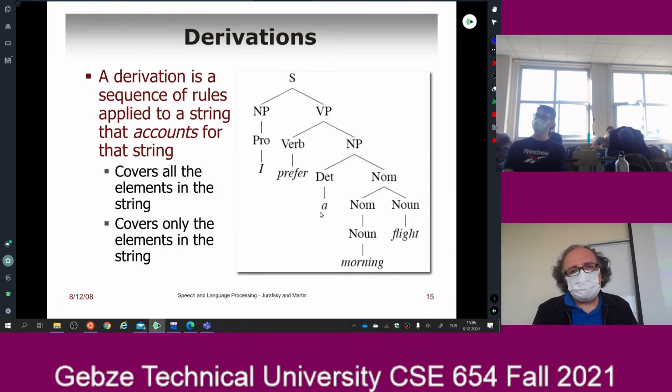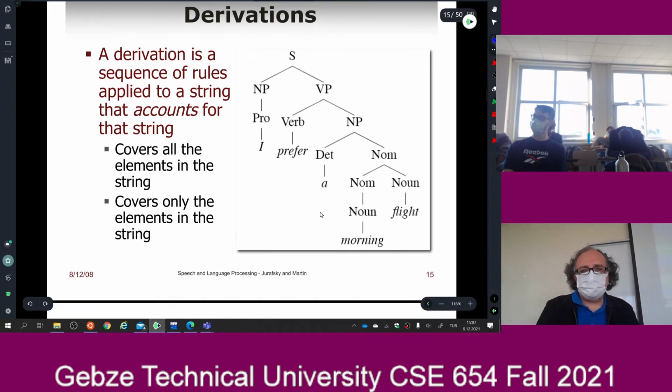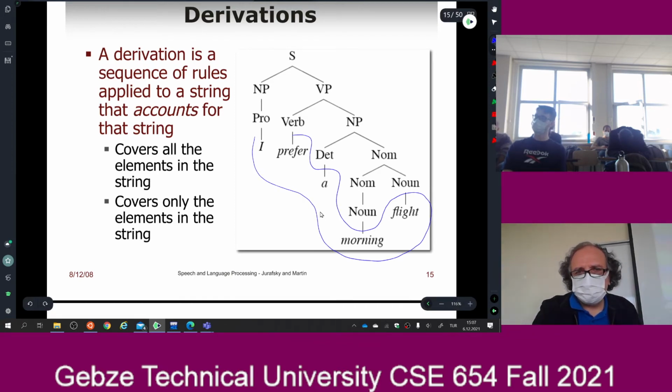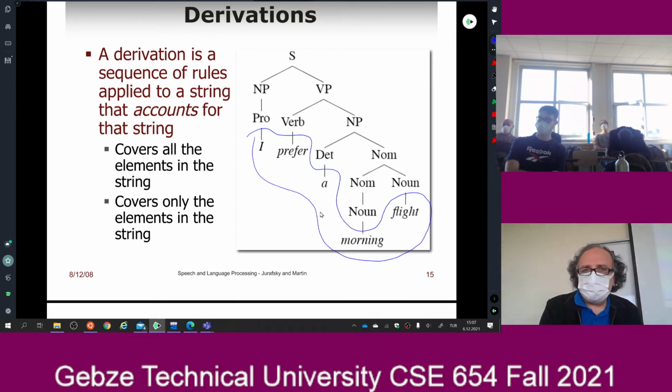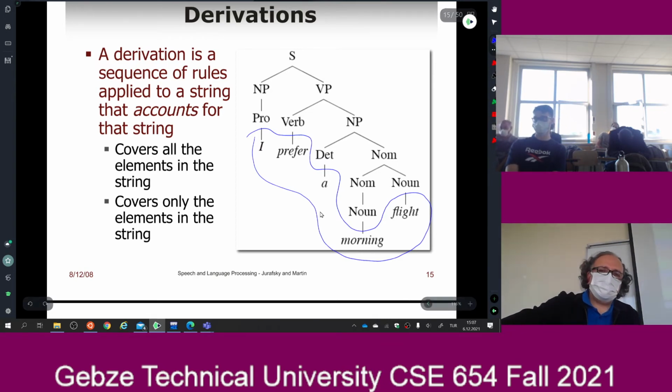Here is a more realistic sentence that is possible with the grammar that I introduced. I prefer a morning flight. Again, sentence, noun phrase, verb phrase; noun phrase, pronoun; verb phrase, verb, noun phrase; noun phrase, determiner, nominal; nominal, noun, etc. Everything is there. These are all terminals. The rest of them are non-terminals. And I prefer a morning flight. It's a very nice parse tree.